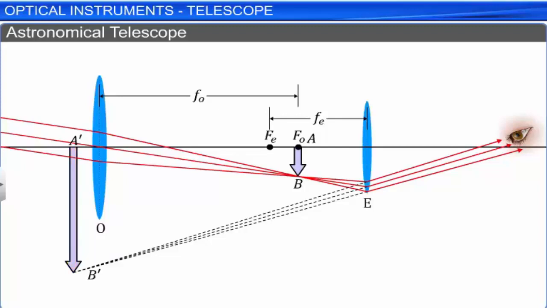Let beta be the angle subtended by the final image at the eye. The angular magnification, or the magnifying power of a telescope M, is the ratio of the angle subtended by the final image at the eye to the angle subtended by the object at the unaided eye. That means M is equal to beta by alpha. Let this be equation 1.